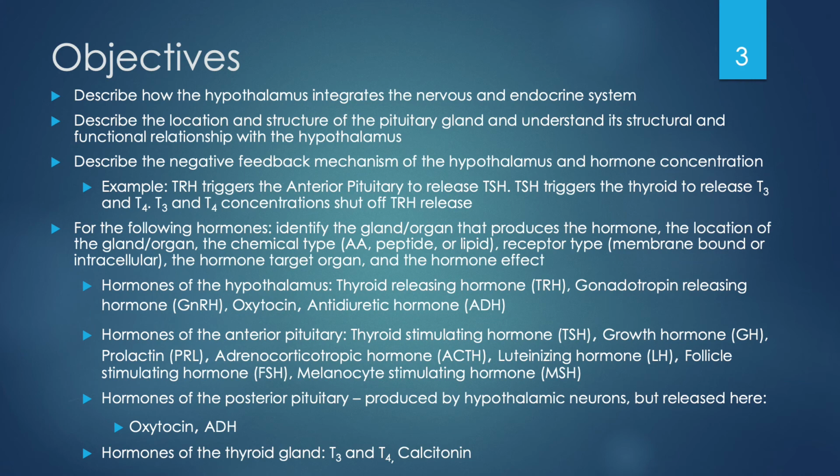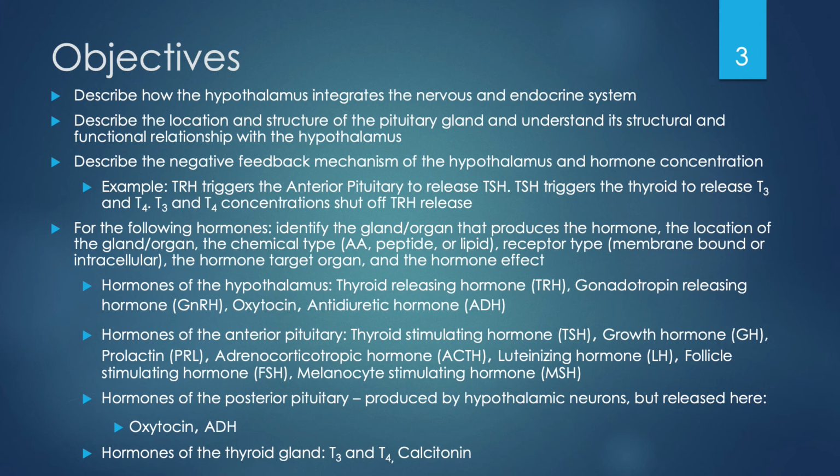For example, TRH will trigger the anterior pituitary gland or the adenohypophysis to release TSH. TSH then in turn triggers the thyroid to release T3 and T4. And those T3 and T4 concentrations as they rise will shut off TRH release.